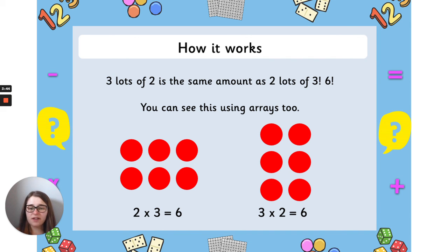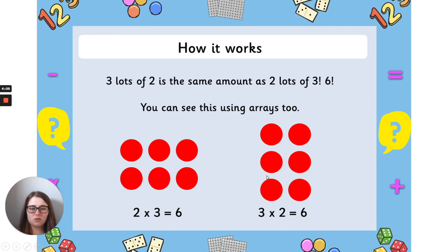They both have 6. So if we're thinking about arrays, you've got 2 lots of 3. So there's your one lot of 3. And here's your other lot of 3. And all together, they make 6. Whereas here, we've got 3 lots of 2. So there's one lot of 2, 2 lots of 2, and 3 lots of 2.